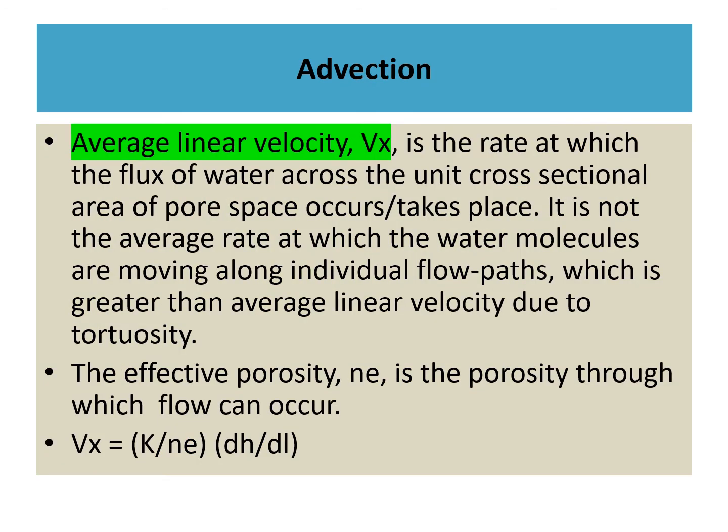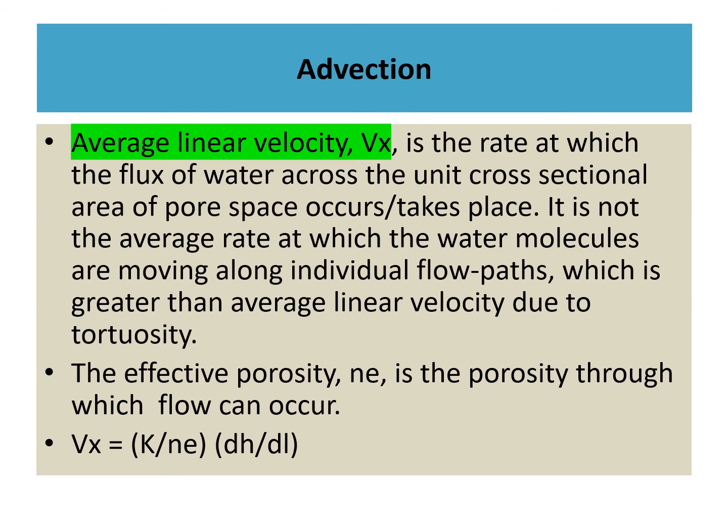Here, the average linear velocity Vx is the rate at which the flux of water across the unit cross-sectional area of pore space takes place. It is also a part of Darcy's law, which we discussed in the previous lectures. We came to know that this average linear velocity Vx is actually the flux which is making the water flow. And how can this be determined?